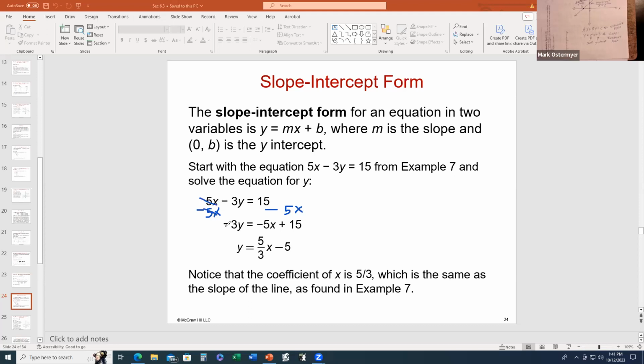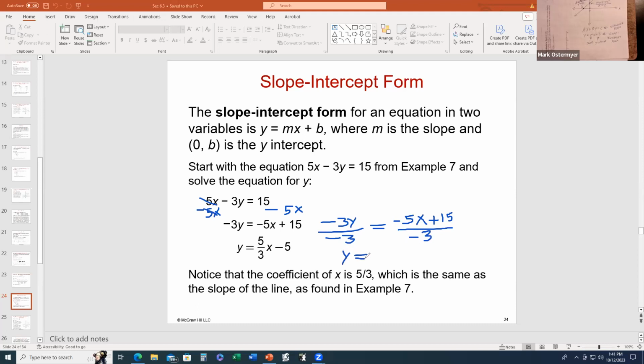The 5x's drop on the left, leaving you with -3y equal to -5x plus 15 on the right. Dividing both sides by -3, and they left this step out too. So we're going to divide both sides of our equation by -3. Now notice you got to divide the whole right side by -3. And they're not showing that on the PowerPoint here. You got to divide the whole right side by -3. The -3's on the left cancel, leaving you with y.